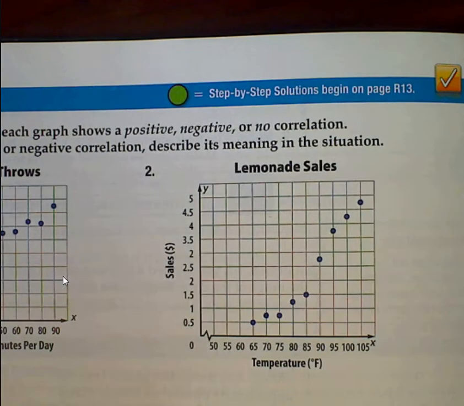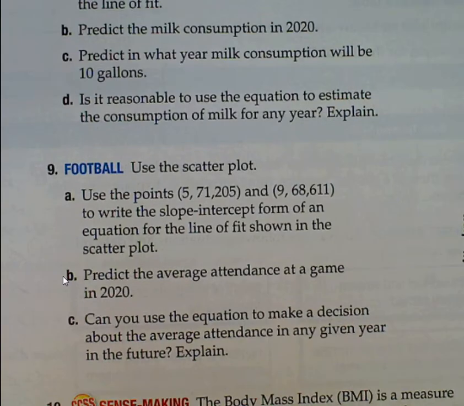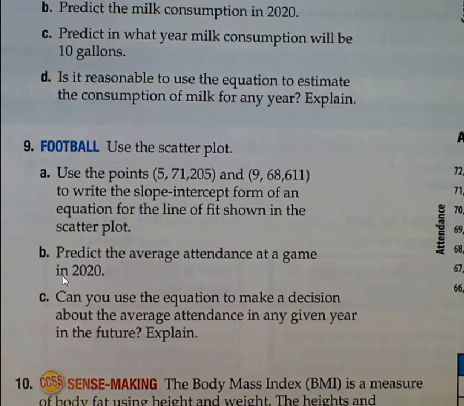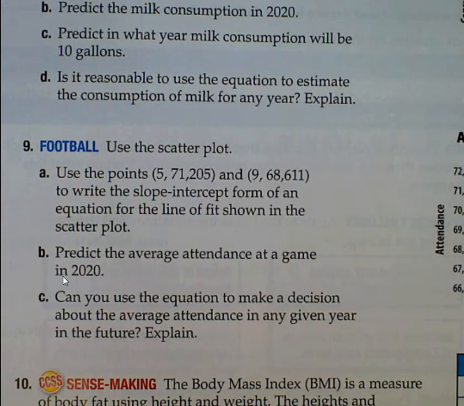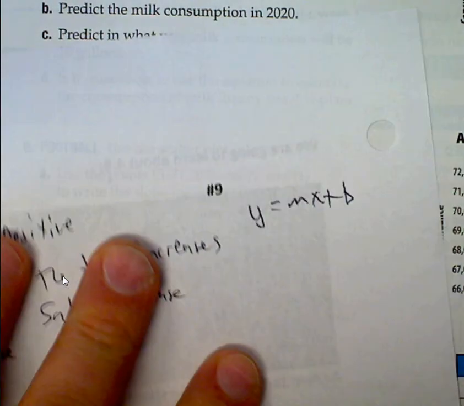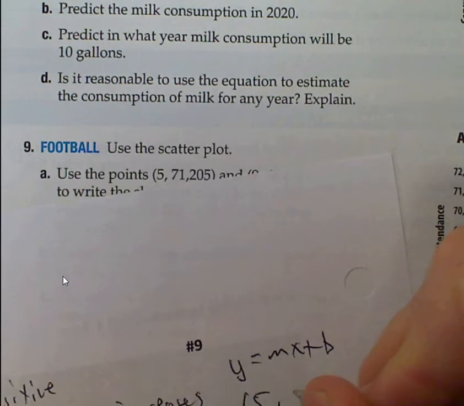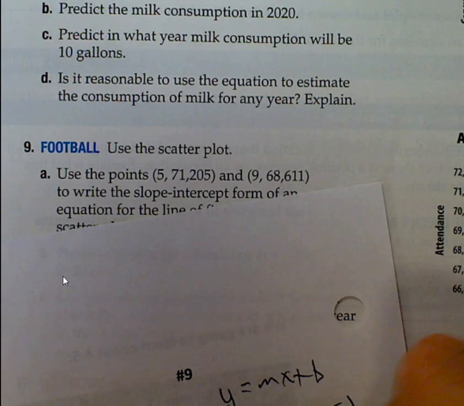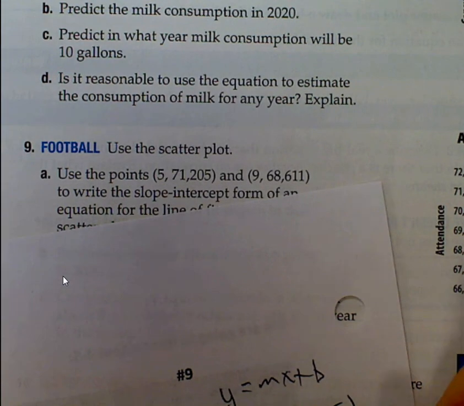Number 9. Go ahead and pause the video for letter A, and then I will help you with letter A. We will dissect this problem by doing each letter first. Try letter A first. It says use the points. So they gave us the points to write the slope-intercept form of an equation. Slope-intercept form is y equals mx plus b. I am given 2 points, 5, 71,205, and I'm given 9, 68,611.